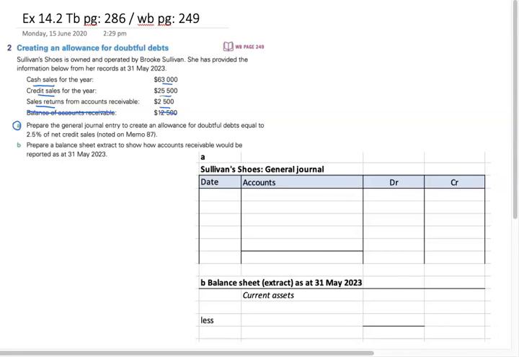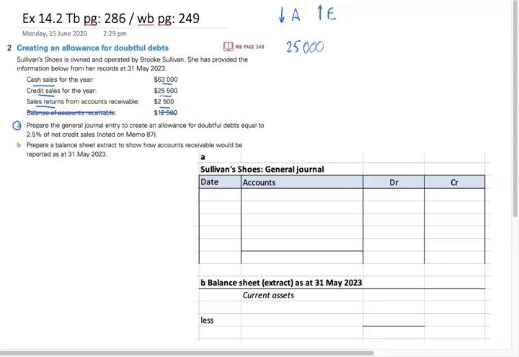We need to make an allowance for doubtful debts that is going to do a number of things. We are going to reduce our assets and increase our expenses to record an allowance for doubtful debt and a bad debt expense. But what is the number that we're going to go? We need to find net credit sales. And the net credit sales here starts with our credit sales for the year, so 25,000.